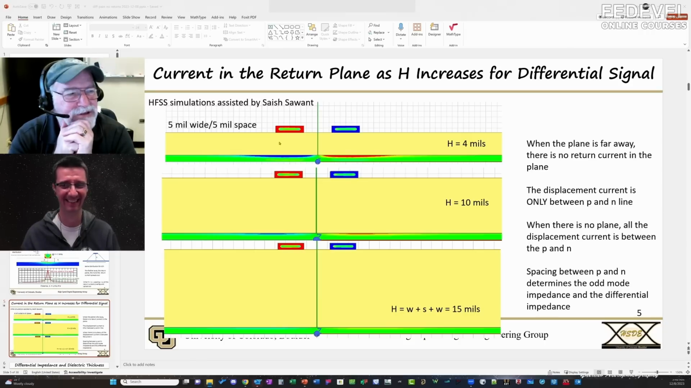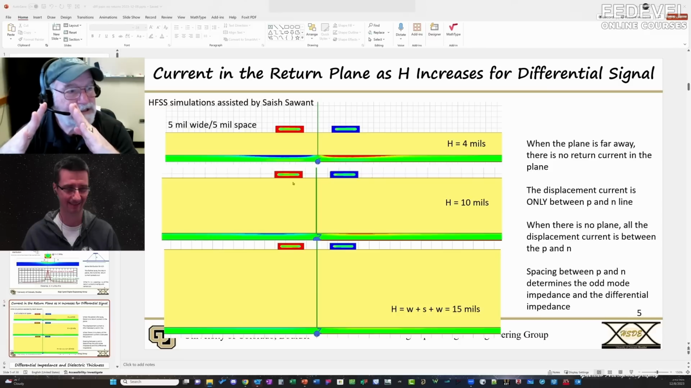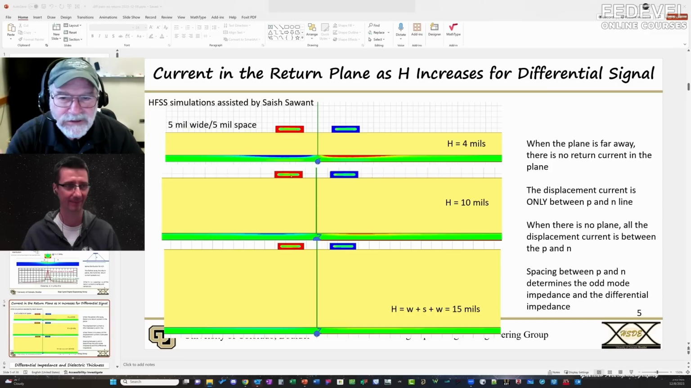And so here we make a transition. Here in this example, what I'm showing is how as we pull that return plane farther away, I'm increasing that aspect ratio, and I'm looking at the return current distribution of this single-ended line in the return plane and this single-ended line in the return plane. And as I pull that plane farther away, the aspect ratio stays the same, but the return current spreads out. And look, in this case here, the return currents of each of these two lines have spread out so much, they overlap. And where they overlap, they cancel out.